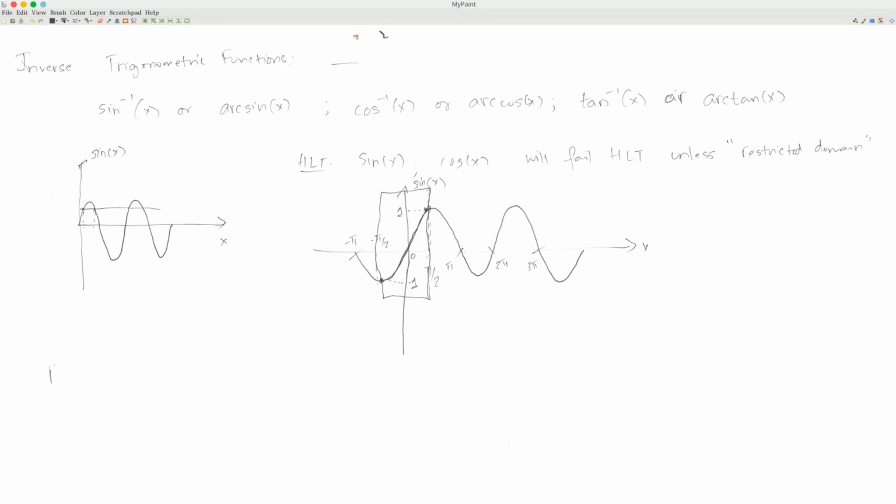And recall, the domain of f of x is the range of f inverse of x. And the range of f of x is the domain of f inverse of x.